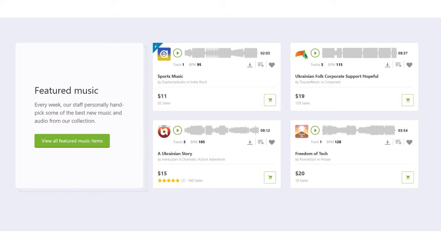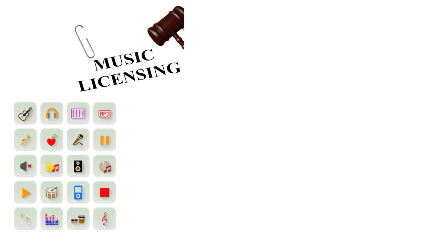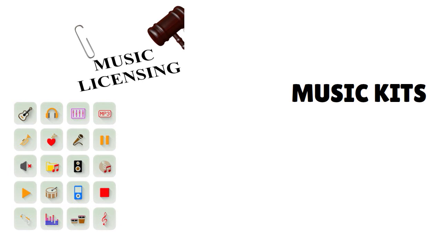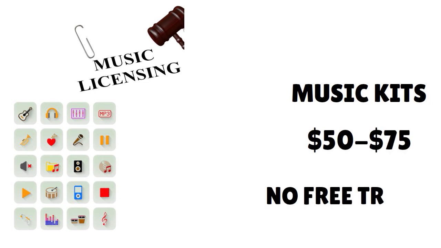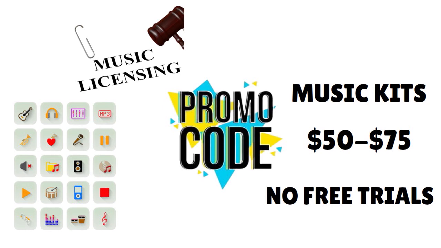AudioJungle offers several different licenses depending on how you would like to use the music. As a user, you can also buy music packs and music kits, which are 3-track bundles that cost less than the 3 separate songs. Bundles usually range in price from $50 to $75. There are no free trials to join AudioJungle, but occasionally you might be able to find an AudioJungle promo code. In terms of licensing, it is important to have a clear idea.